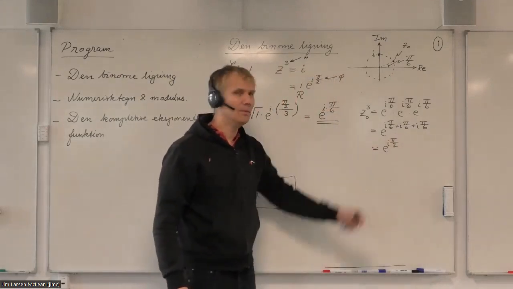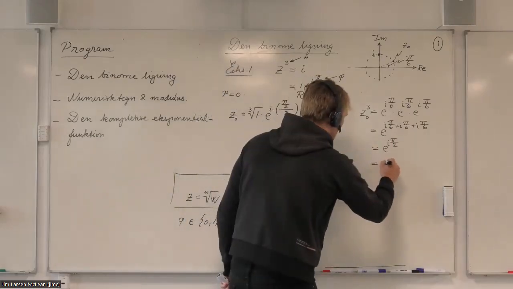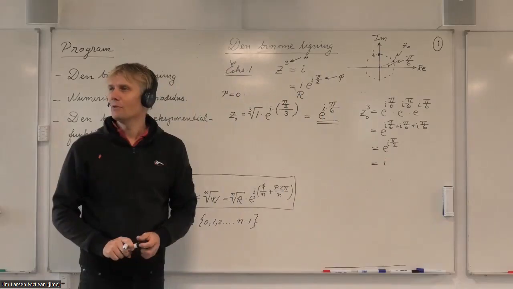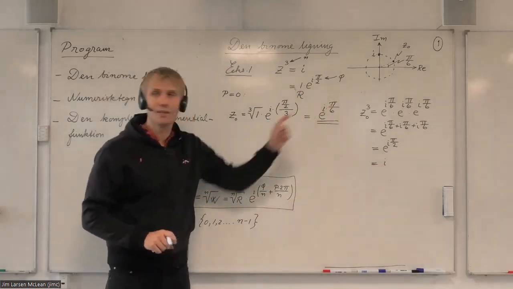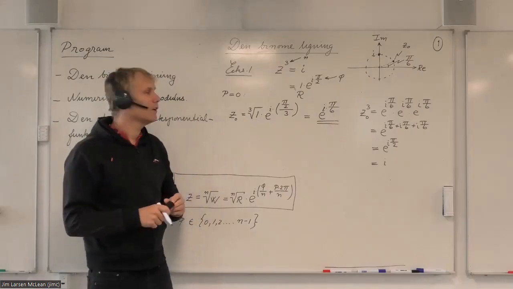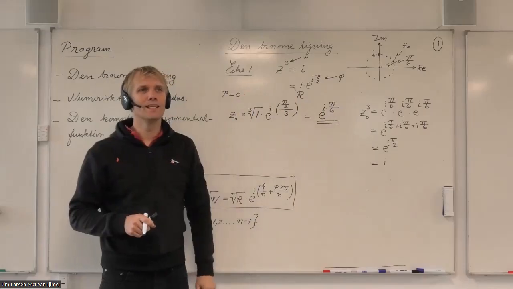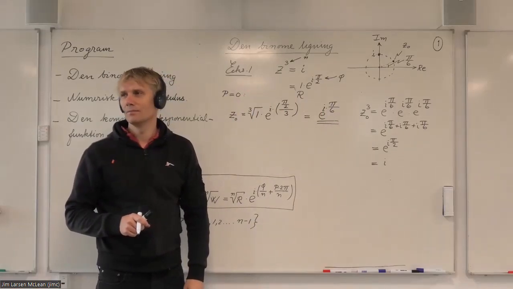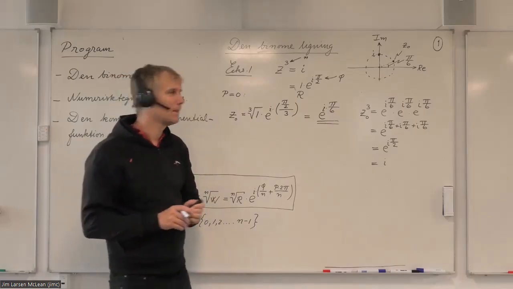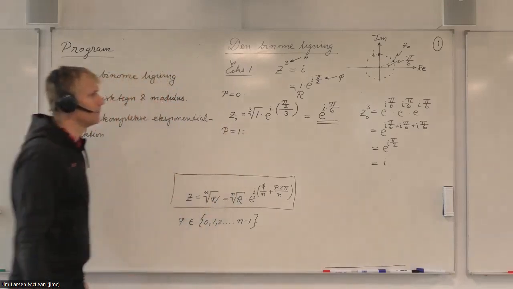But you can write it in a completely different way. So I found a number which, when raised to the third power, gives e to the i pi over 2, and that is i. And what does that make this number? It makes this number the cube root of i. But that's just one of them, because there are 2 others that we also need to find, and that's coming up now.